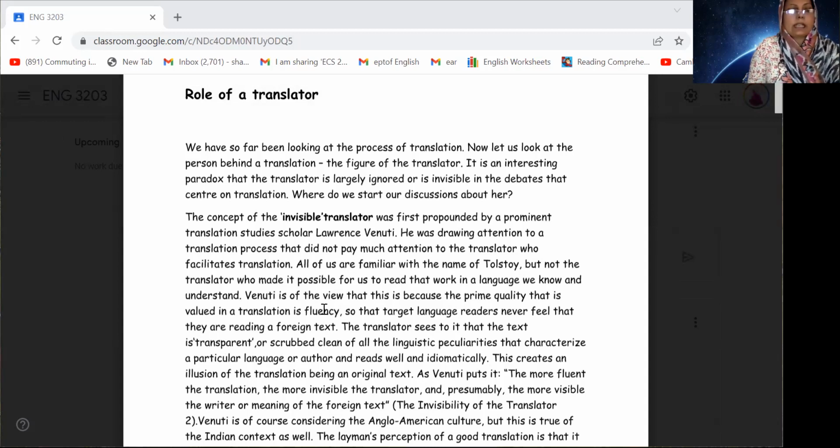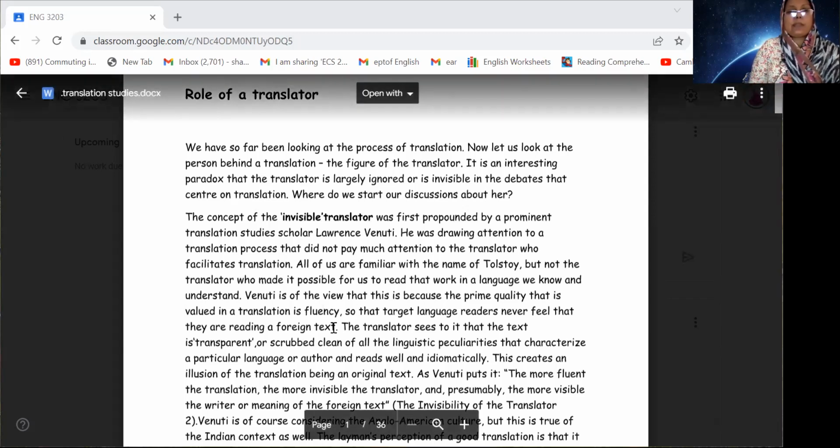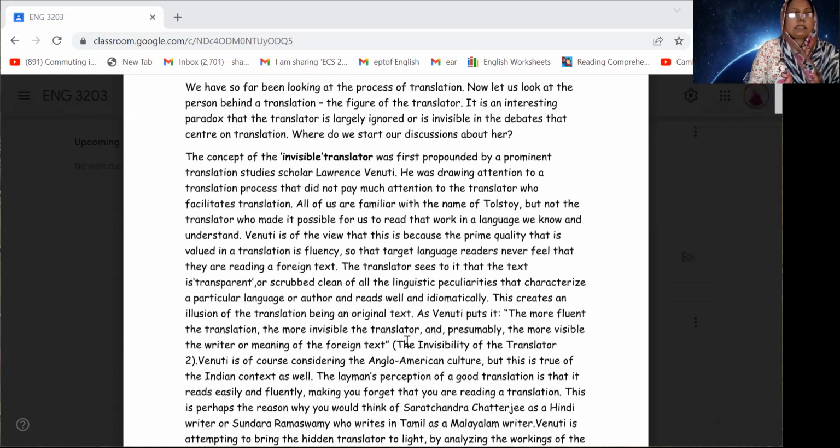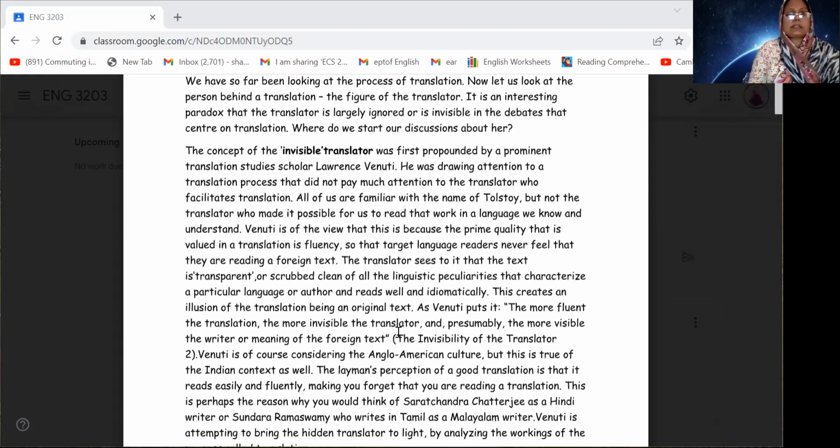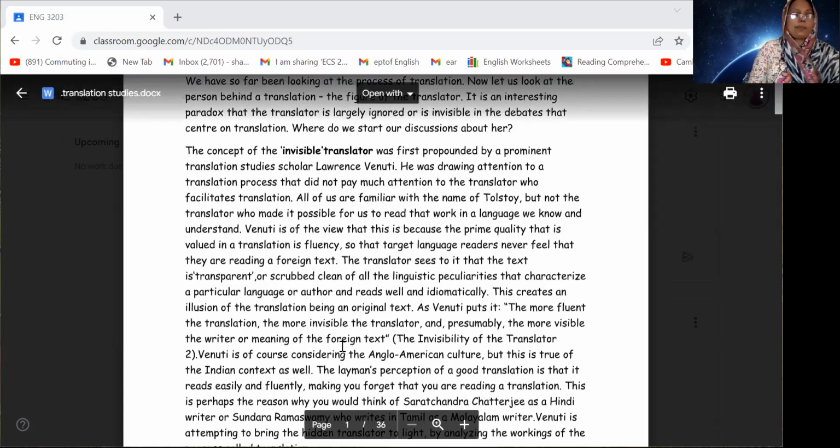So that readers can understand in the target language, readers never feel that what they are reading is foreign language text. The translator sees to it that the text is transparent and reads well and idiomatically. This creates an illusion that the translation is an original text. While reading translated books, it comes to our mind that it is written in original form.